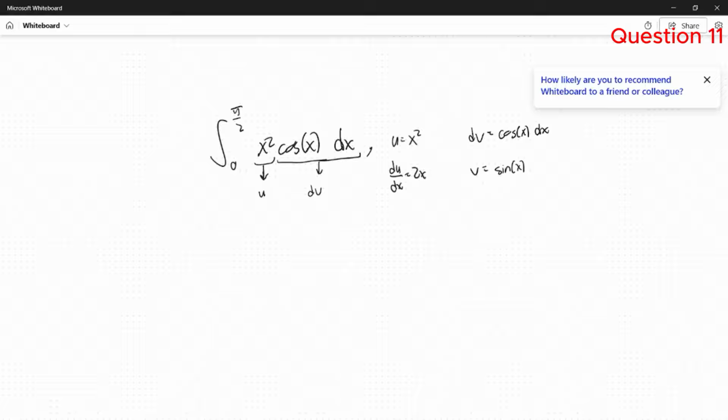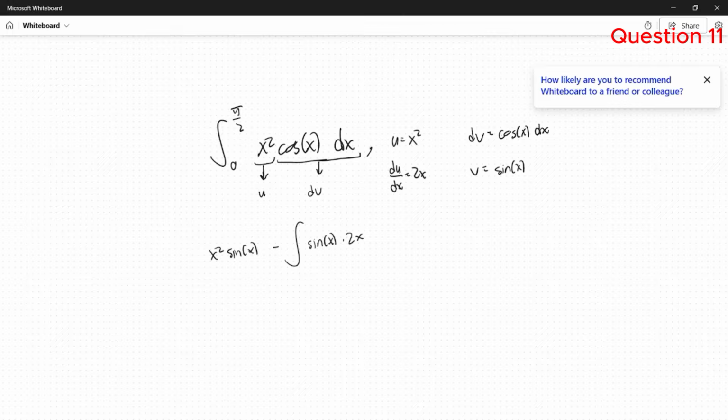And now we can do our first thing. X squared sine x minus, and our first part integral, we have sine of x times 2x dx. I got this by using this: du/dx is equal to 2x. I moved the dx over to the other side.